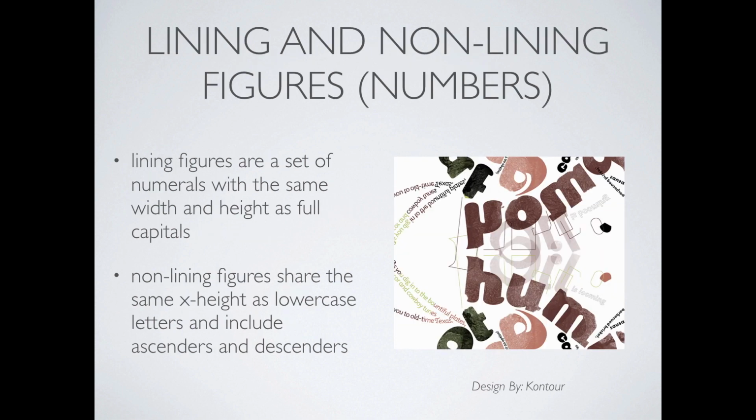Lining and non-lining figures. And figures essentially are numbers. This is another example where when you're writing a paragraph of text, sometimes using big numbers are more difficult or are too emphasized relative to numbers that have ascenders and descenders. So lining figures or lining numbers are a set of numbers with the same width and height as full capital letters. Non-lining numbers or figures share the same X height, and they have ascenders and descenders.